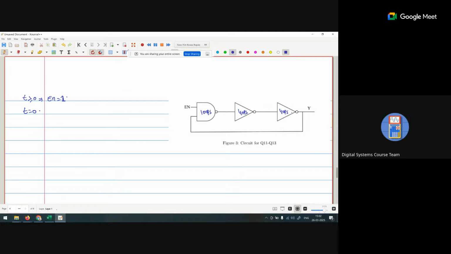We are labeling these outputs y0, y1 and y2. At t equal to 0 second, we are saying y0 is invalid, y1 is invalid and y2 is invalid. Till t equal to 100 picosecond, y0 is invalid.